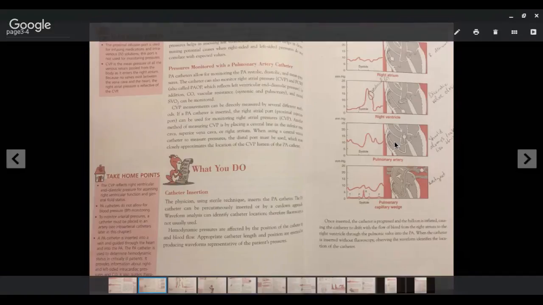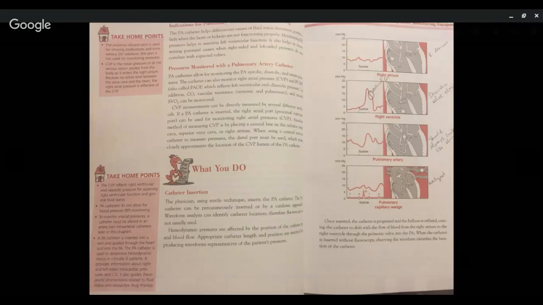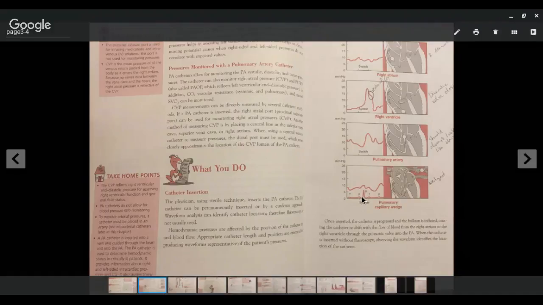And then when the catheter enters the pulmonary artery through the pulmonic valves, the pressures increase above 10. It's like 12 millimeters of mercury. And the final image shows when it's finally inside the pulmonary artery. That's when you get your pulmonary wedge pressures, and it's below 10.